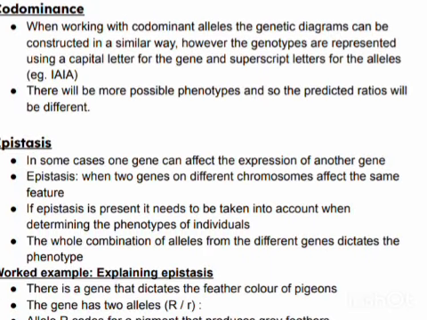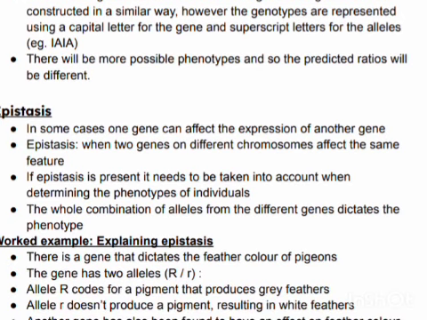Codominance. When working with codominant alleles, the genetic diagrams can be constructed in a similar way. However, the genotypes are represented using a capital letter for the gene and superscript letters for the alleles. For example, if I'm talking about blood group, AB, our A allele and B allele for blood group both display codominance. They're both dominant. So what we can write is I superscript A and I superscript B. That is how we're going to be displaying codominance.